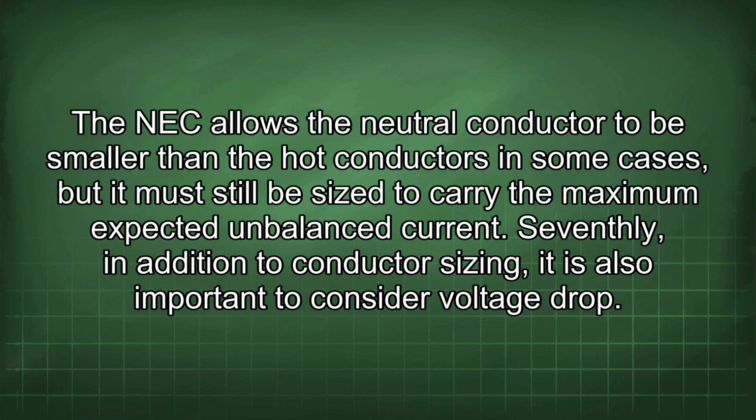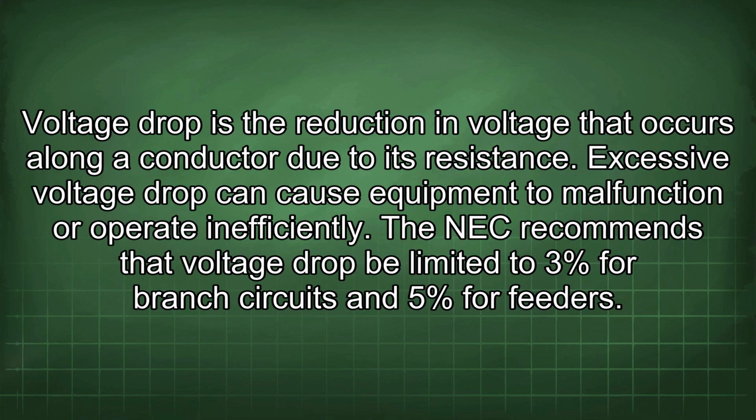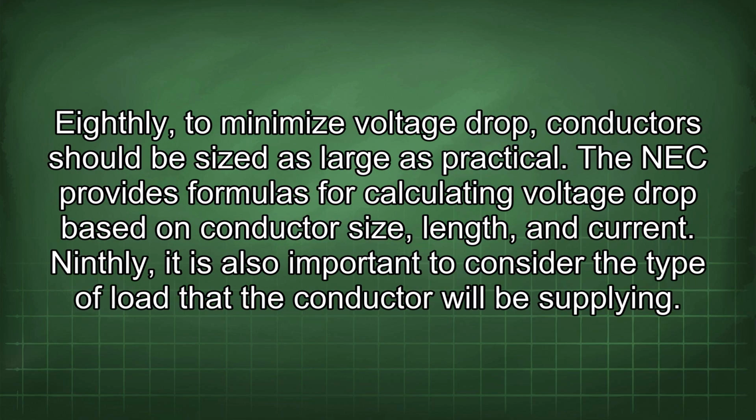Seventhly, in addition to conductor sizing, it is also important to consider voltage drop. Voltage drop is the reduction in voltage that occurs along a conductor due to its resistance. Excessive voltage drop can cause equipment to malfunction or operate inefficiently. The NEC recommends that voltage drop be limited to 3% for branch circuits and 5% for feeders. Eighthly, to minimize voltage drop, conductors should be sized as large as practical. The NEC provides formulas for calculating voltage drop based on conductor size, length, and current.